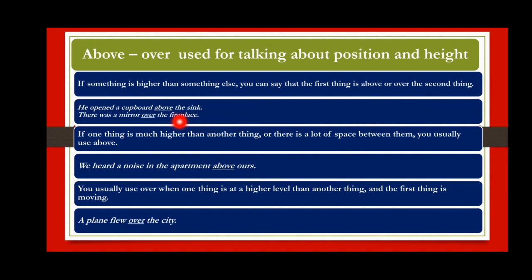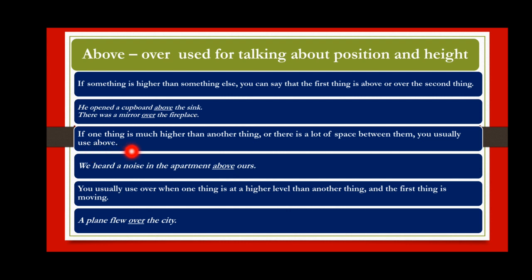Here we have an explanation of above and over. If something is higher than something else, you can say that the first thing is above or over the second thing. And here we have examples. He opened a cupboard above the sink. There was a mirror over the fireplace. So these two examples show that if one thing is higher than another thing, we can use above or we can use over. But what is the difference between above and over?